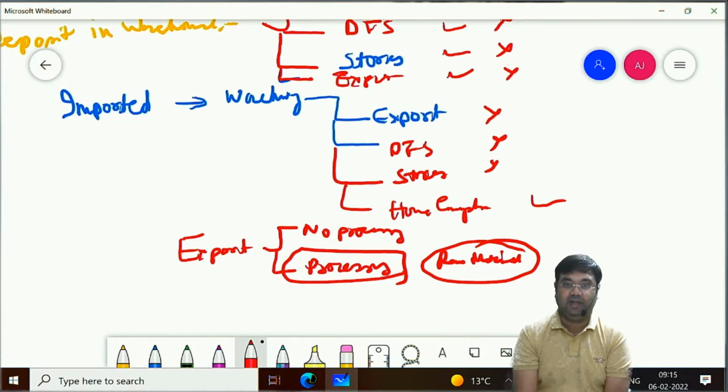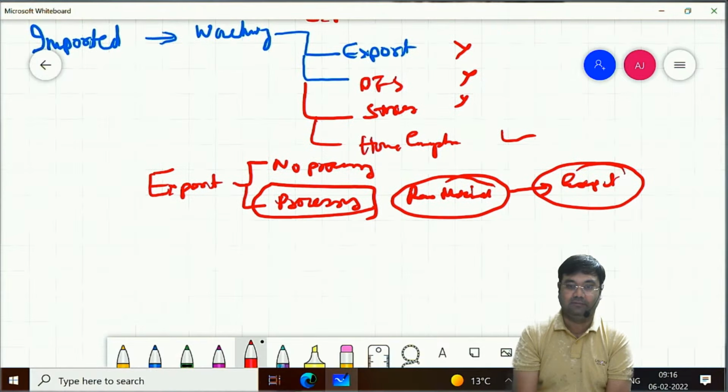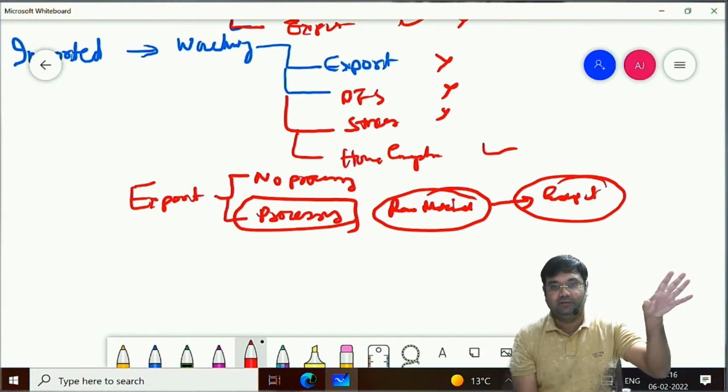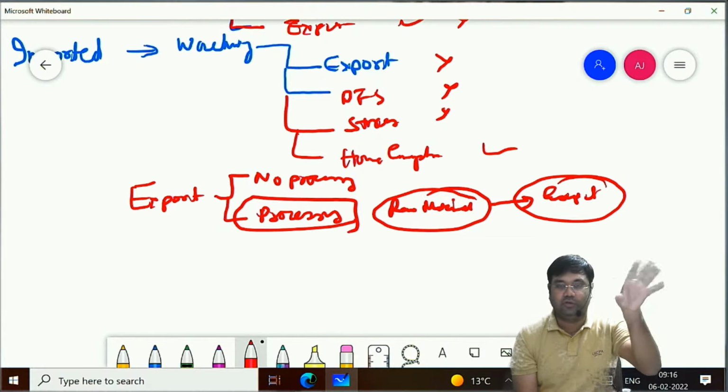Raw material, and then you can manufacture it and do export without paying duty. What are the provisions? We are going to discuss in detail. Okay, so don't worry about it. So no processing means directly he is the trader, he imported and he exported. Then no question of duty.